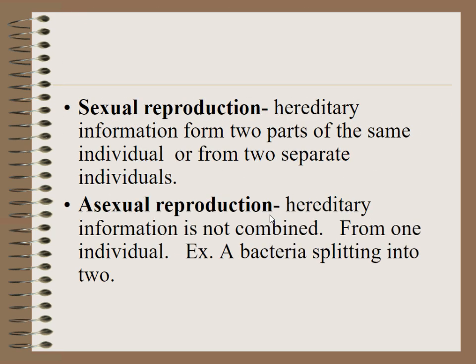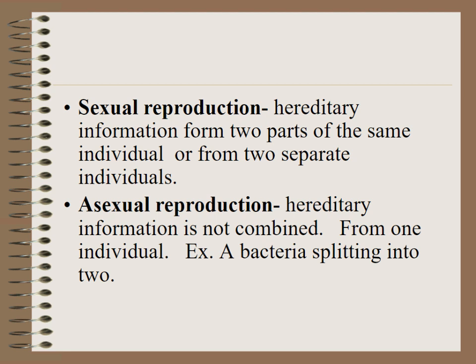Sexual reproduction happens with two parts of the same individual, which would be plant life mostly, or you could have two separate individuals. That means a female sex and a male sex. So it depends on what you are looking at, in which kind of organism.